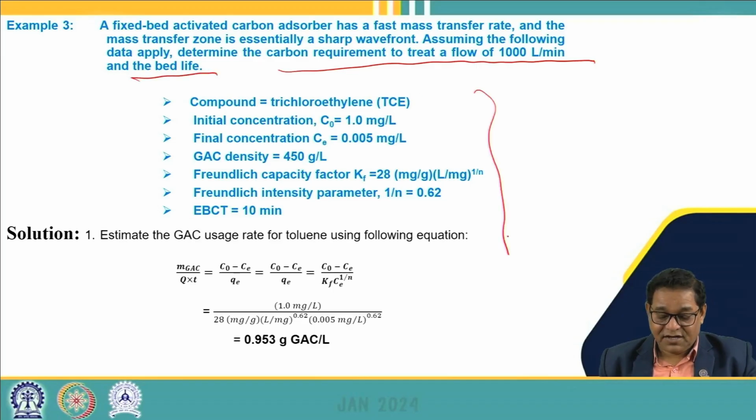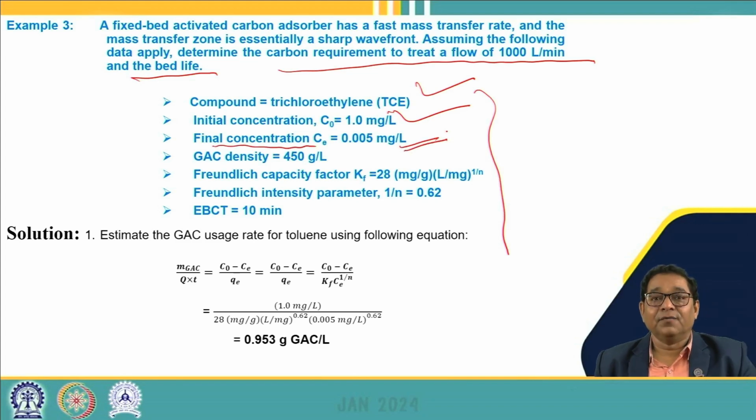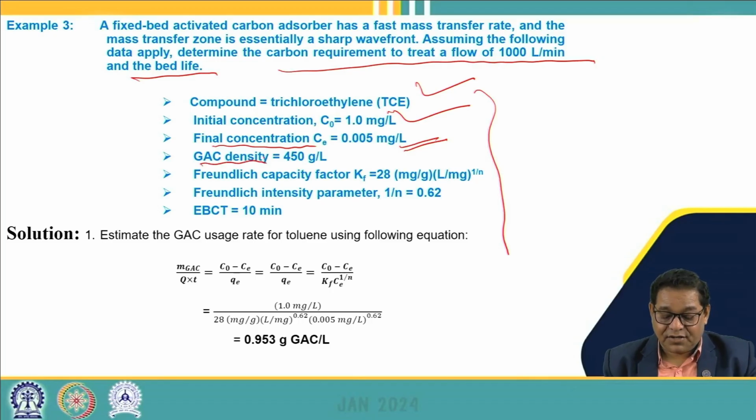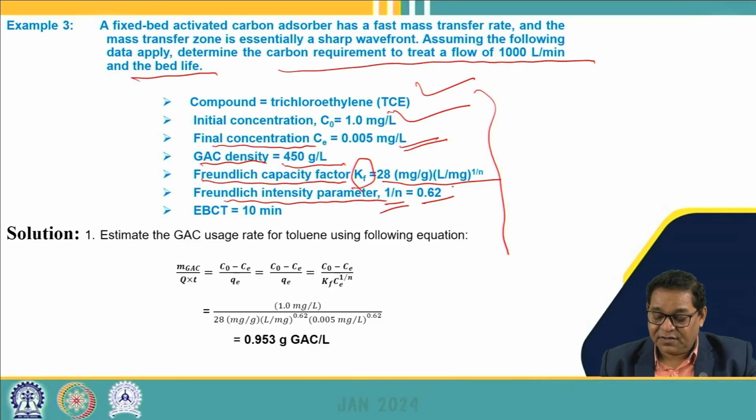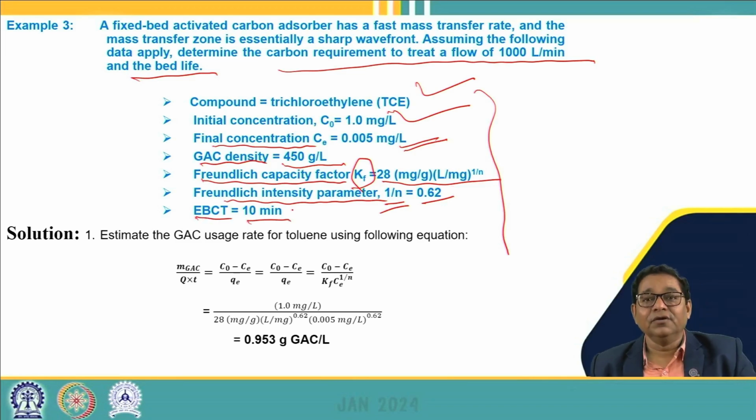The given data is this: the compound is TCE, that is trichloroethylene, initial concentration is 1 milligram per liter, and its final concentration after equilibrium is 0.005 milligram per liter. Similarly, the density of the granular activated carbon is given, which is equal to 450 milligram per liter. And then the model parameters like Kf is given. So this is the Freundlich capacity factor. So Kf value is given, and also its intensity parameter 1 by n is given equal to 0.62. And then EBCT time is given equal to 10 minutes.